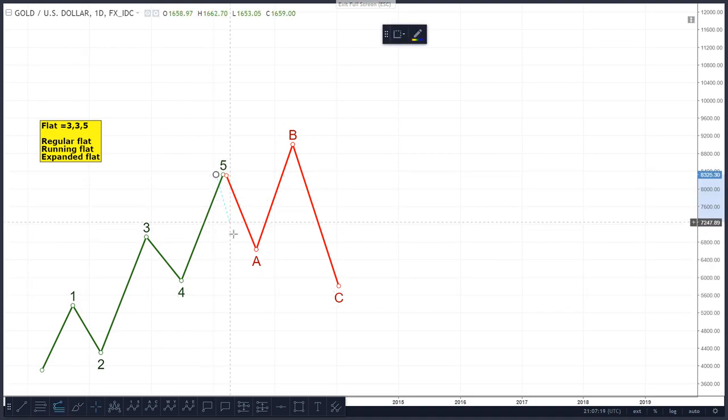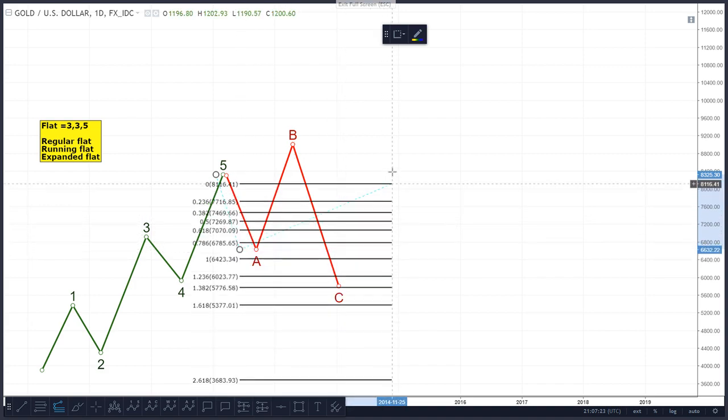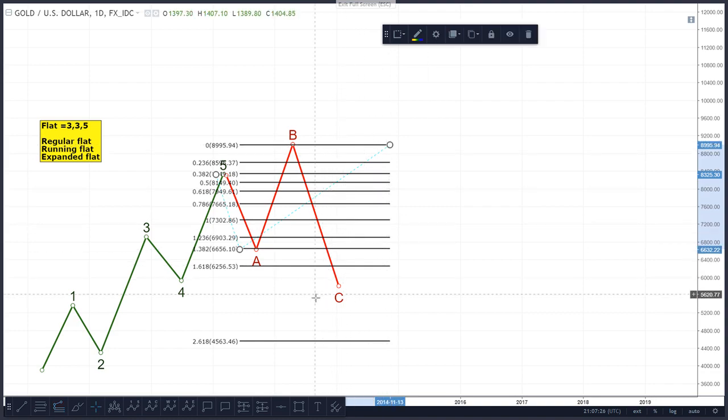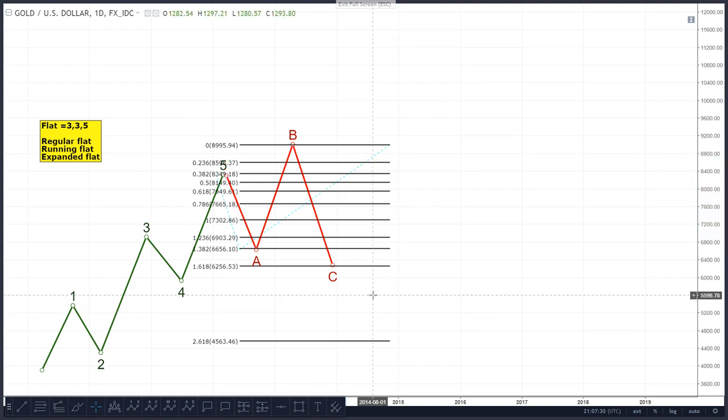again. Let's take the length of A. C will be a 1.618 extension of A, so C would come to here. So it's following our principle of expanded flat, where the waves are getting bigger each time. A is this length, and B is a 1.382 extension of A, and C is a 1.618 extension of A. This forms what we call an expanded flat.